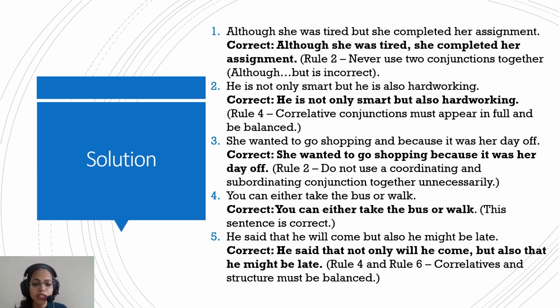You can either take the bus or walk. So you can either take the bus or walk. Okay, this is correct. That's what I thought. What is the difference? It's correct. He said that he will come, but also he might be late. He said that not only he will come, but also that he might be late. Now, this statement is making more sense because the correlative structure is balanced here.